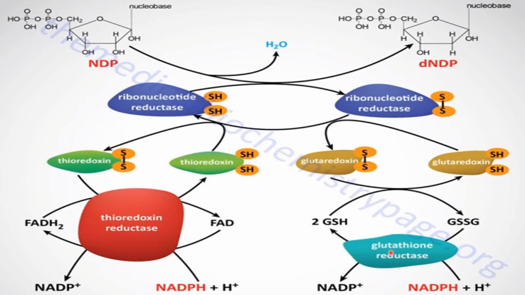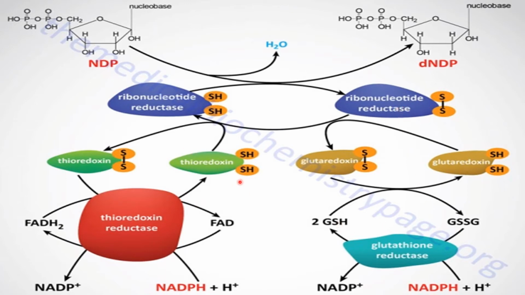Then glutathione reductase converts the oxidized form into the reduced form, which is regenerated by NADPH, and this NADPH is converted into NADP and donates its two hydrogen atoms to reduce oxidized glutathione to the reduced one. Here, as with thioredoxin reductase, there are two systems. Ribonucleotide reductase is oxidized and reduced.